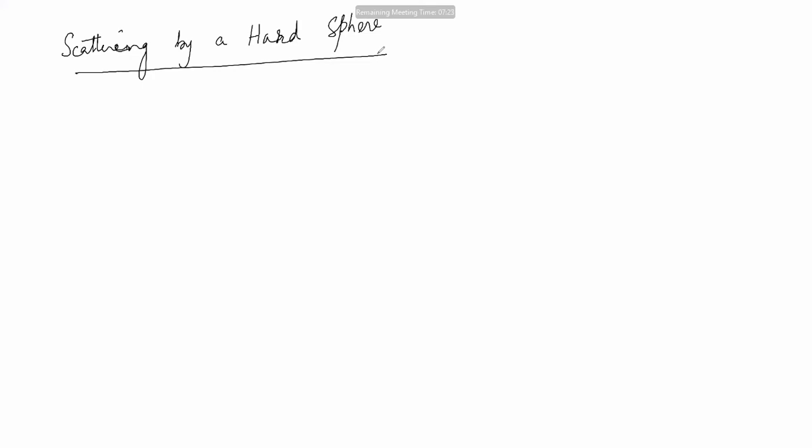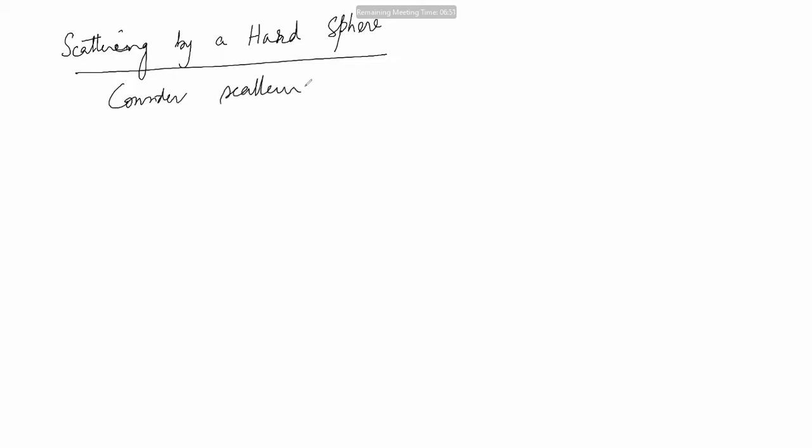That means the wave function would vanish at the boundaries. You cannot go inside that, and that means the potential is infinite. If, say, a is the radius of the sphere, then the potential is infinite for this range up to the radius of the sphere.